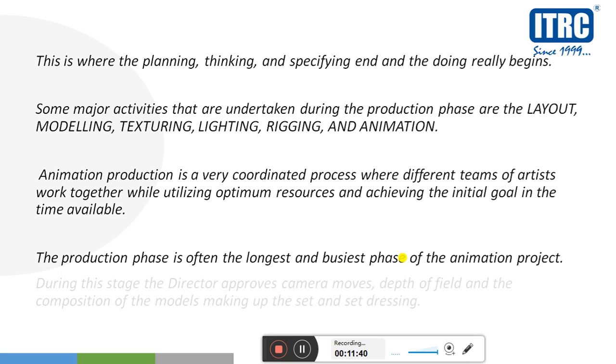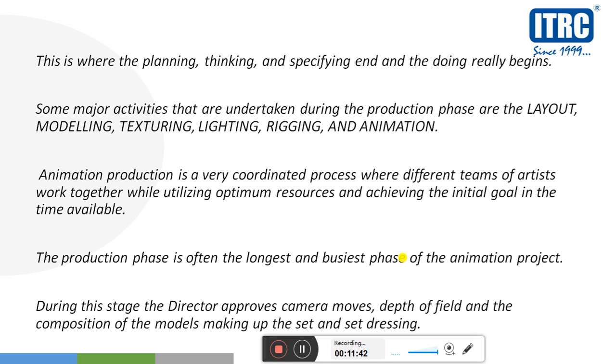Some major activities that are undertaken during the production phase are layout, modeling, texturing, lighting, rigging, and animation. Animation production is a very coordinated process where different teams of artists work together while utilizing optimum resources and achieving the initial goal in the time available. The production phase is often the longest and busiest phase of the animation project.